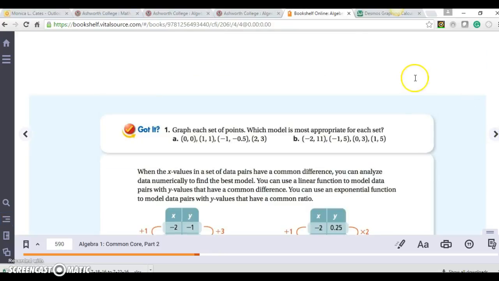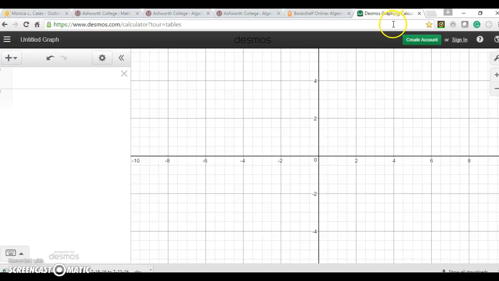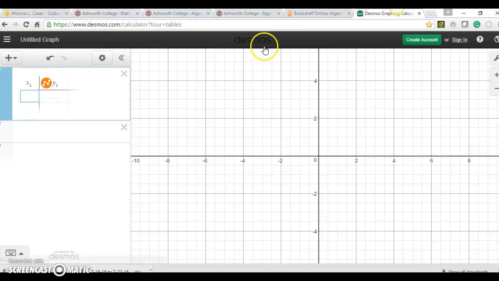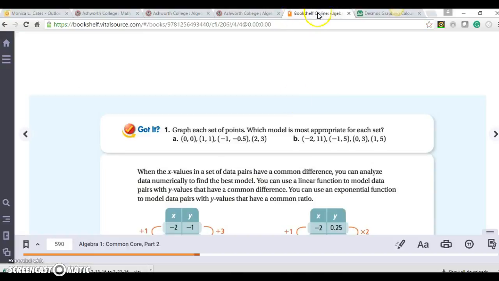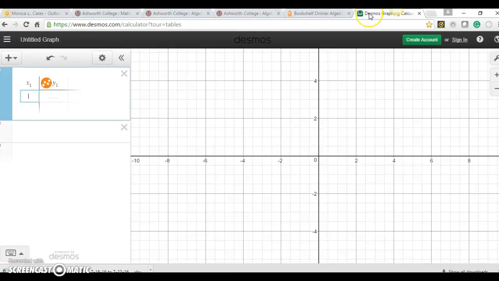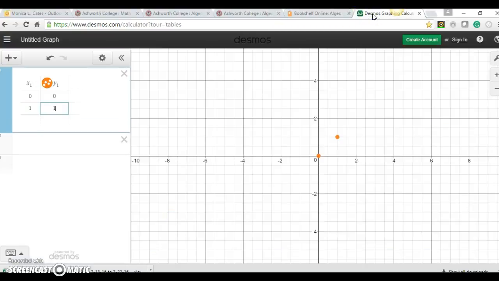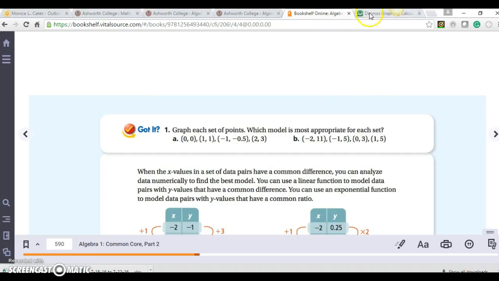So let's look at guide number 1. It says graph each set of points. Which model is most appropriate for each set? I'm going to use my free graphing calculator at Desmos.com. So www.desmos.com. It's a free graphing calculator, and I want to use that because I think it'll be a little bit easier to see my points. And so I'm going to go here and I'm going to add a table, and here's my x point and my y point. And so here for my first one, it's at 0, 0. So I'm going to put 0, 0, and as you see, my first point appeared. Then I have 1, 1. And then I have -1, -0.5.